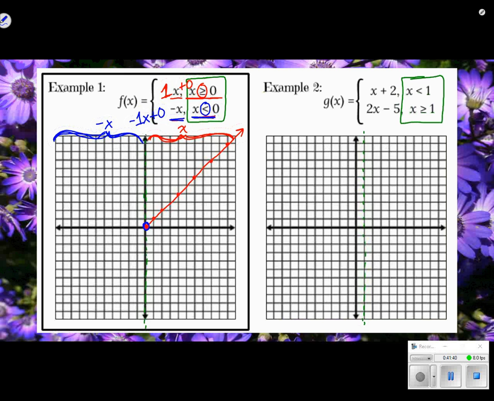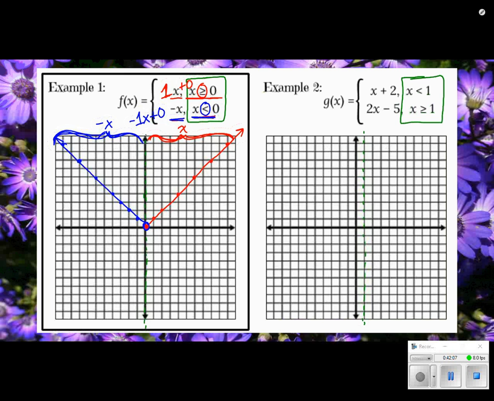A slope of negative one would mean go up one, left one, up one, left one, up one, left one, up one, left one. You can go up two, left two, all the way across. But I can't come over here. I can't draw the rest of my line here because that's the red line's territory. I can't draw over there, or else it wouldn't be considered a function.